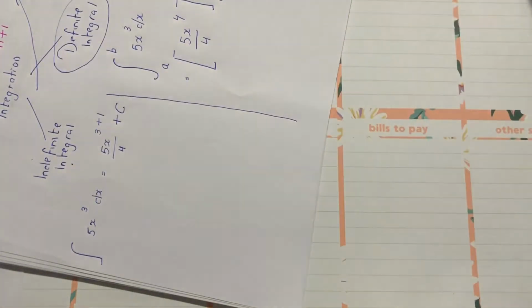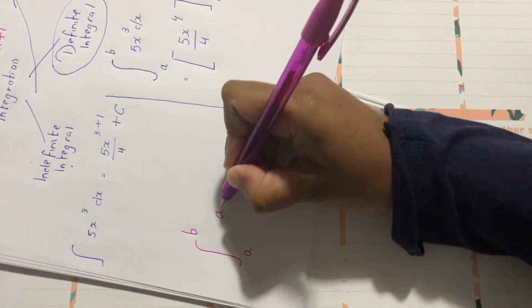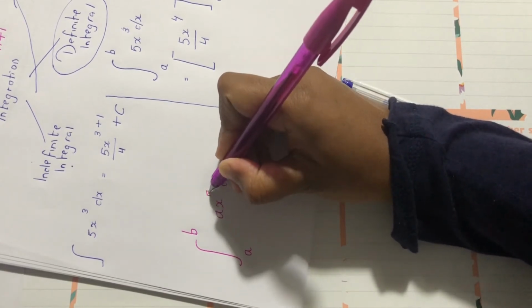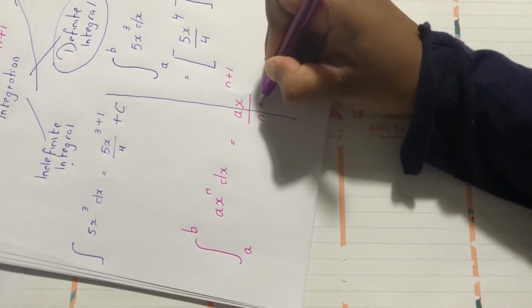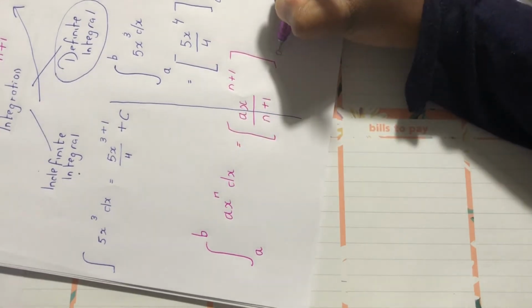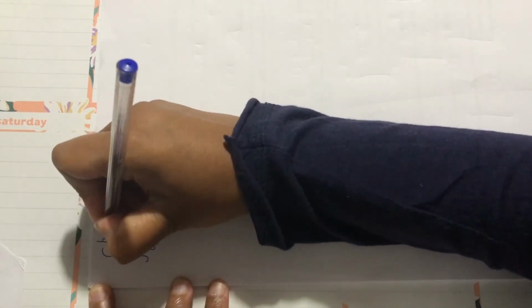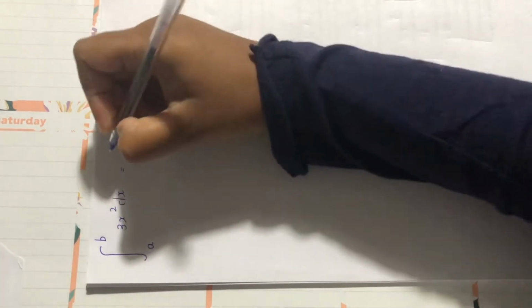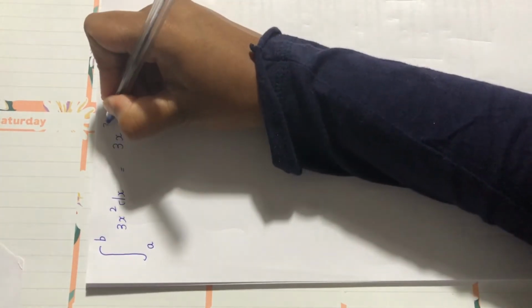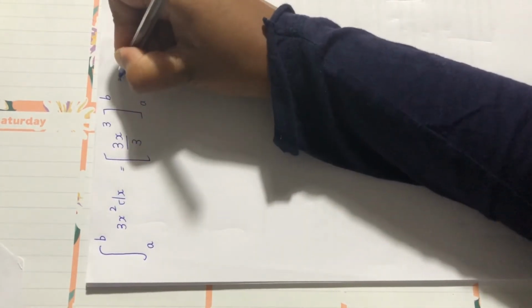Basically we are interested in this formula: integration from lower limit a to upper limit b of ax power n dx. This formula is going to be ax power n plus 1 divided by n plus 1 from a to b. Let's do further examples. I'm going to integrate, let's take the limits a and b for now, 3x power 2 dx. Again, we are integrating with respect to x, that's why dx. So we have 3x, increase the power by 1, 3 divided by 3 between the limits a to b. You can reduce to the lowest term.